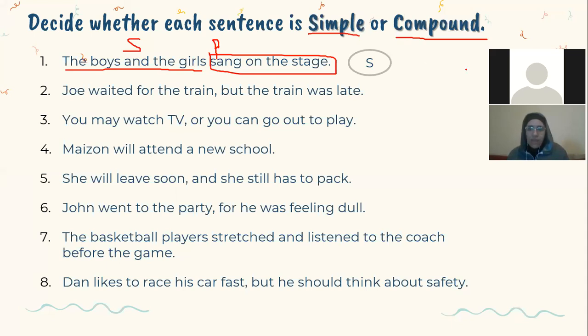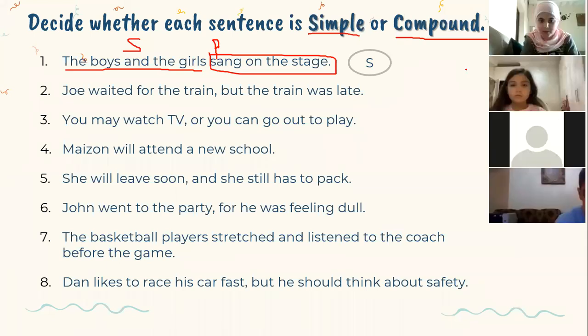Let me take Nancy. No, Nancy, you participated before. Let me take Hassan Sabra. Hassan? Joey waited for the train, but the train was late. So we waited for the train, but the train was late. Hassan, is it a compound or simple sentence?